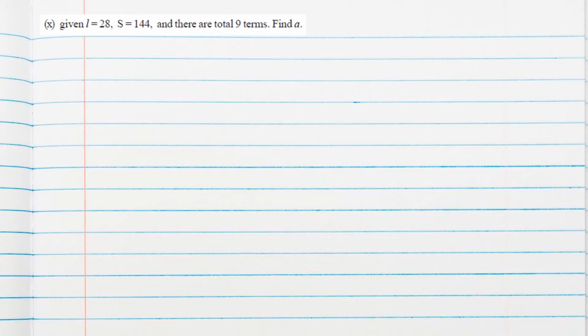In this question, l is given as 28. l means last term. The sum is given as 144. There are a total of 9 terms, that is the n value is given. So we should find a. So n is 9, l is 28, S is 144. Here a suffix is not given for S, that means this is the sum of a total of 9 terms.